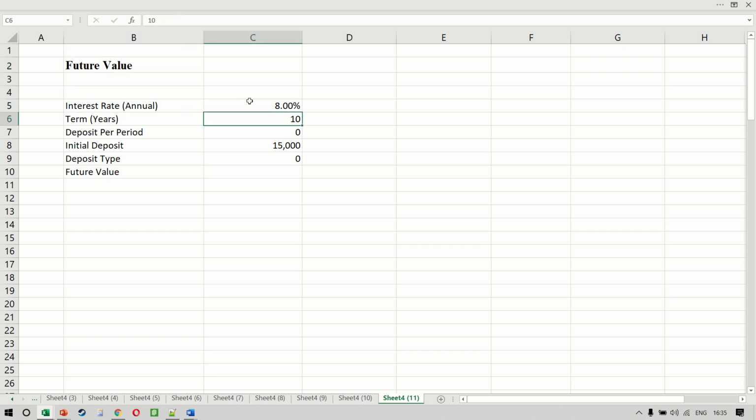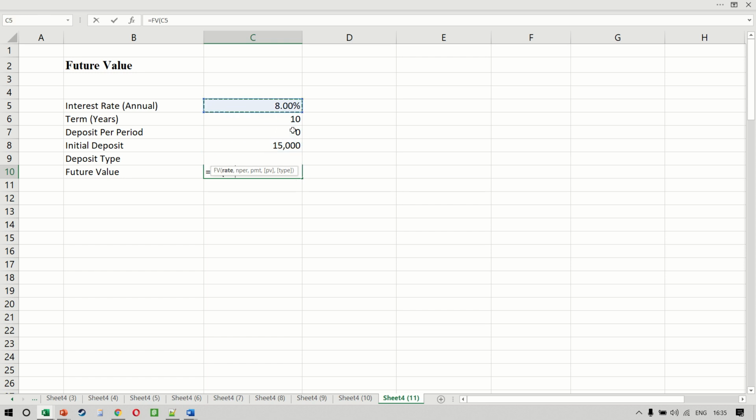Now, in a simple future value scenario, the lump sum is invested and grown according to the specified interest rate and term without adding any further deposits along the way. In this case, the FV function is used with the PMT argument set to 0. Now, we have the interest rate, term, deposit, initial deposit, and the deposit type. To calculate the future value, we can write FV.